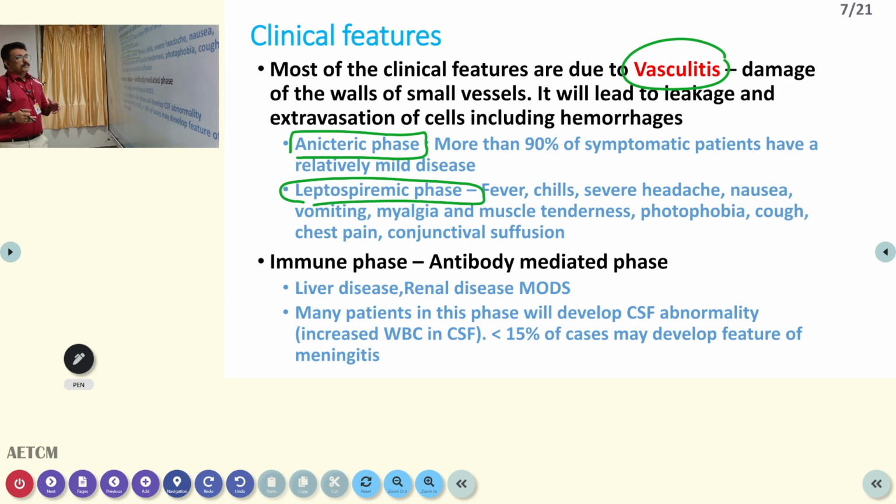So there are two important phases: simple leptospirosis, that is produced by the organism. The second phase is an antibody mediated phase. There the patient develops the icteric phase. We can call that phase the icteric phase also, because the patient will have liver disease with jaundice. That is one of the common presentations of leptospirosis: fever, high degree fever. From the second week onwards they develop jaundice. That's why we call it the icteric phase.